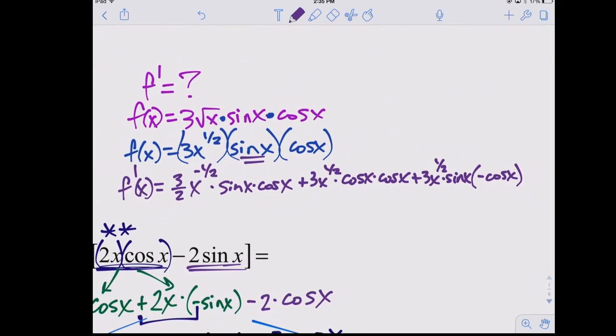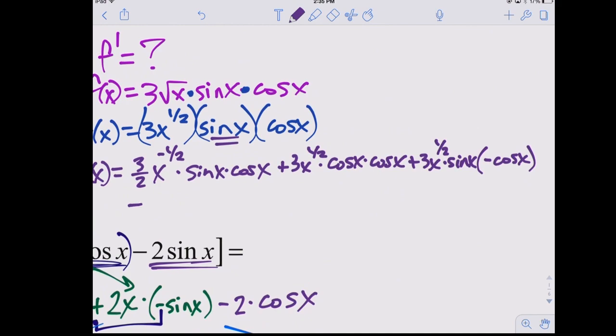You have three terms. If we go through and clean this all back up now, that first one can become 3 sine x cosine x. X to the negative 1/2 can go down with the 2 as the square root of x. So that's the nice cleaned up version of the first term. The second term, we can call it 3 square root of x. And then cosine times cosine.